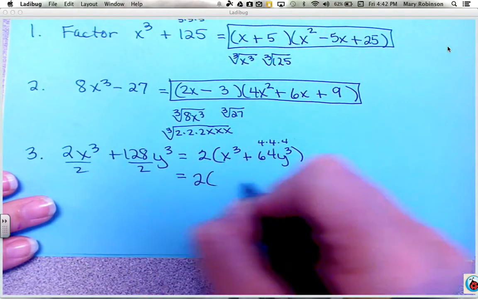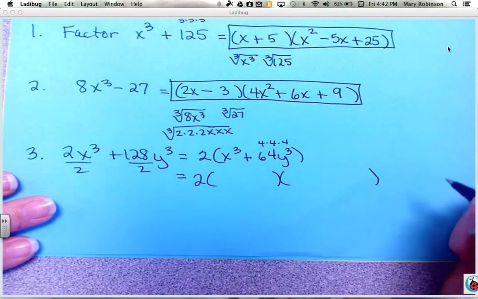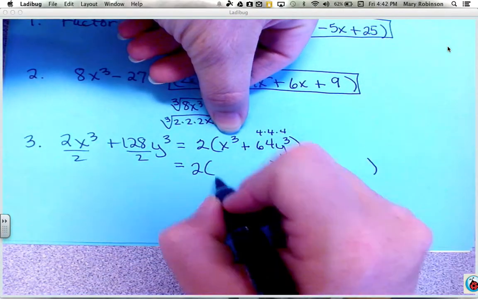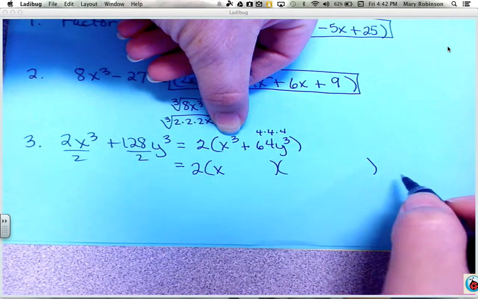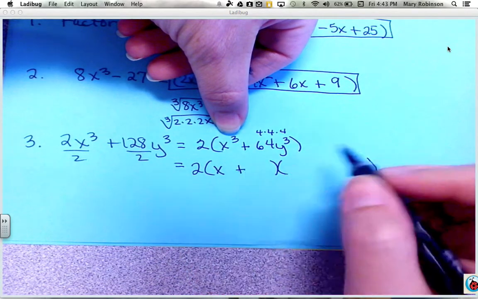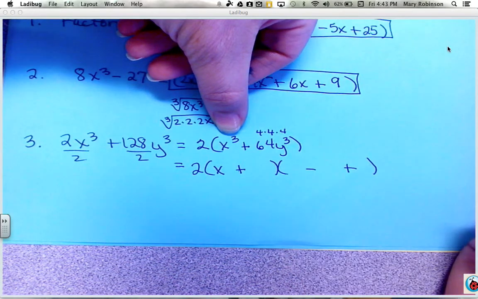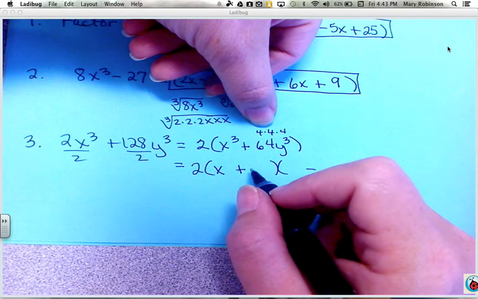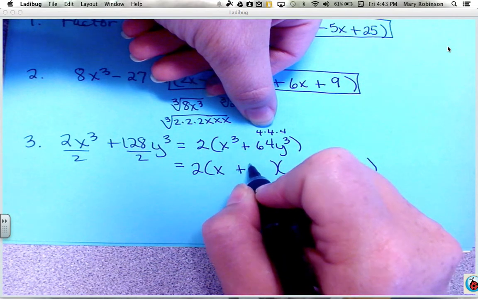So next we want to say, okay, well we know this should result in a binomial times a trinomial factor. So the cube root of x cubed is x. Oh, I should go ahead and put in my sign pattern. So do you remember what it is for a sum? Plus, minus, plus. The cube root of x cubed is x. The cube root of 64y cubed is going to be 4y.